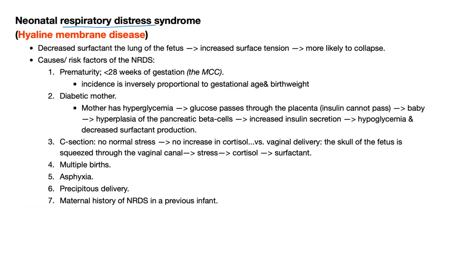Neonatal Respiratory Distress Syndrome, also known as hyaline membrane disease: there is decreased surfactant, increased surface tension, and the lungs are more likely to collapse. Causes: prematurity is the most common cause, especially less than 28 weeks of gestation. Incidence is inversely proportional to the gestational age. Let's say that the baby reached 40 weeks. This is a higher gestational age, therefore lower incidence of neonatal RDS. Same thing with birth weight. The higher your birth weight, the less the incidence of neonatal RDS.